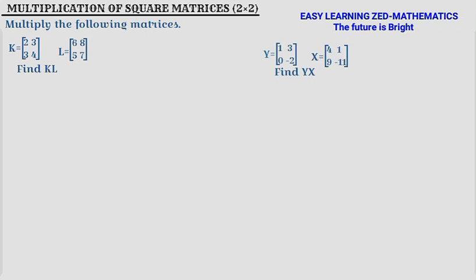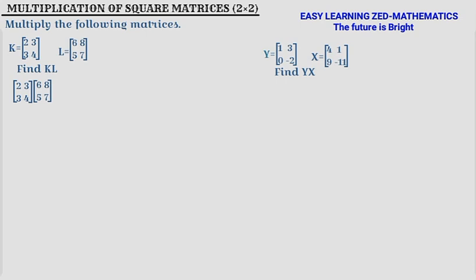Let's start multiplying. So first thing, I'm going to write down the matrix K. I'm going to leave out the name, which is K, and just write the matrix. Then next I'll write the matrix L, as well leaving the name out. Once I've done this, the next thing I'm going to do is start multiplying these matrices.